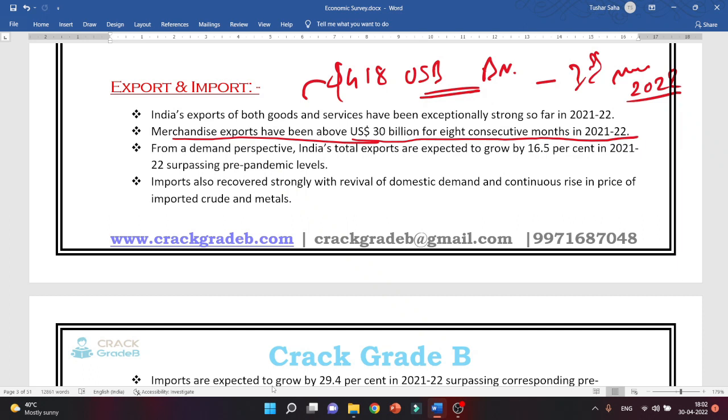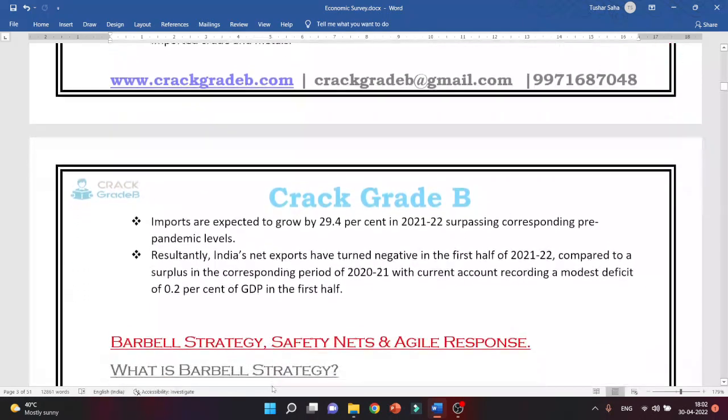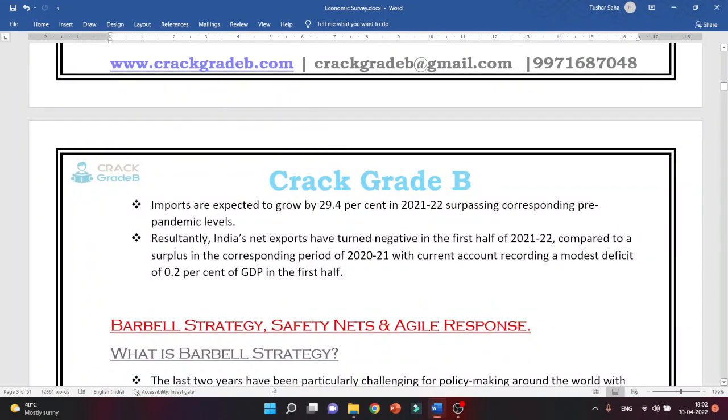So there are multiple reasons, right, for how we have done it. Now India's total exports are expected to grow by 16.5% in 21-22, surpassing the pre-pandemic level. And yes, that we have seen in the actual data as well. It's 418 billion. Okay. Now, imports are expected to grow by 29.4% in 21-22, surpassing the corresponding pre-pandemic level.